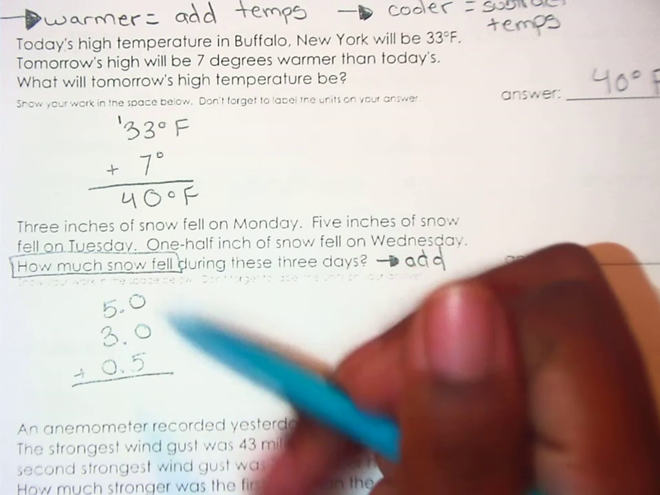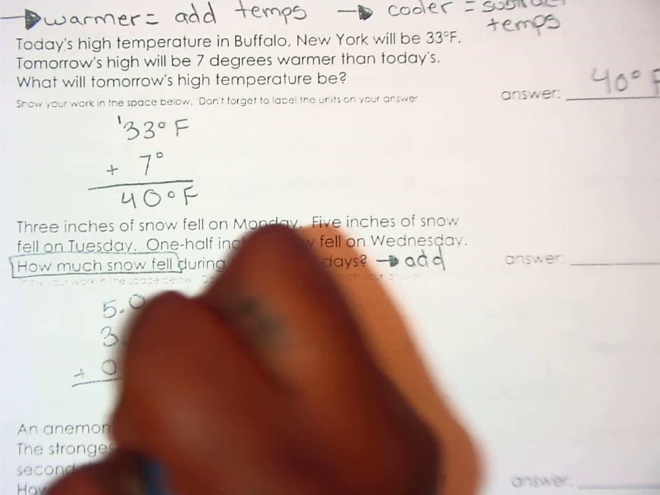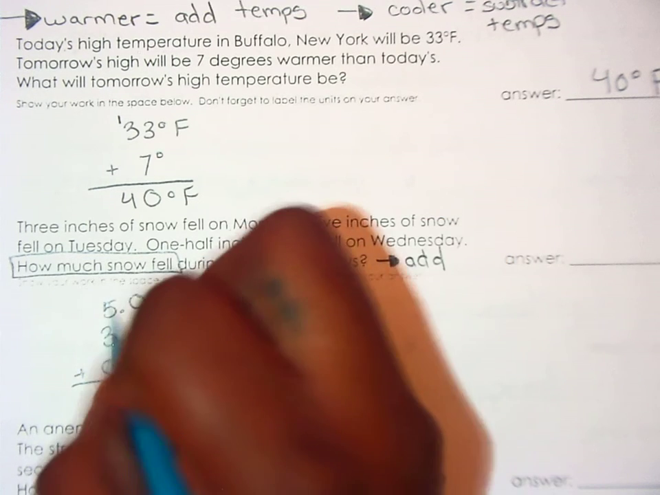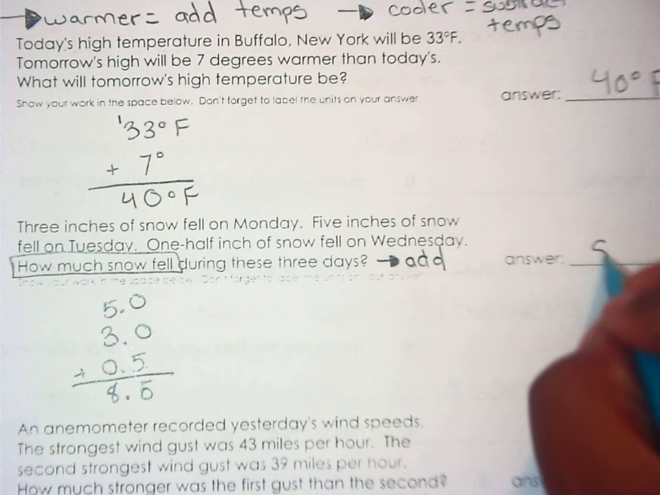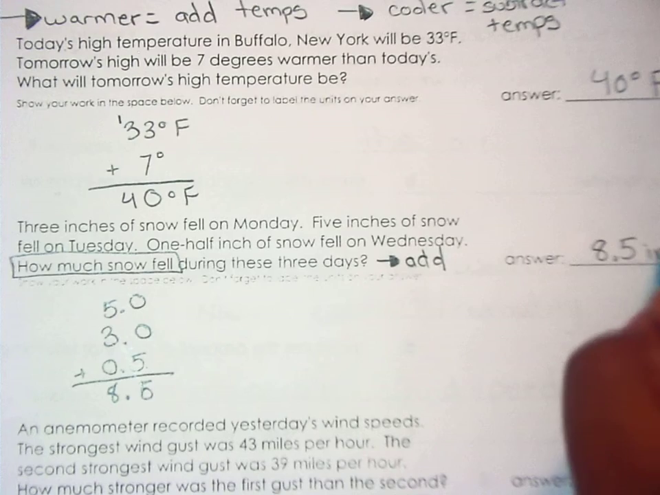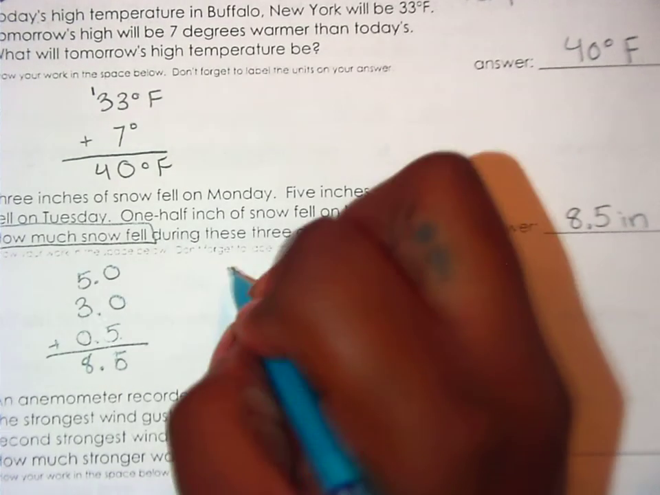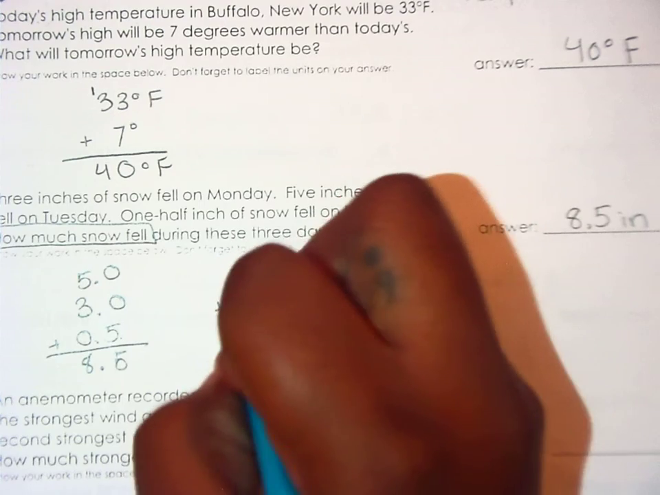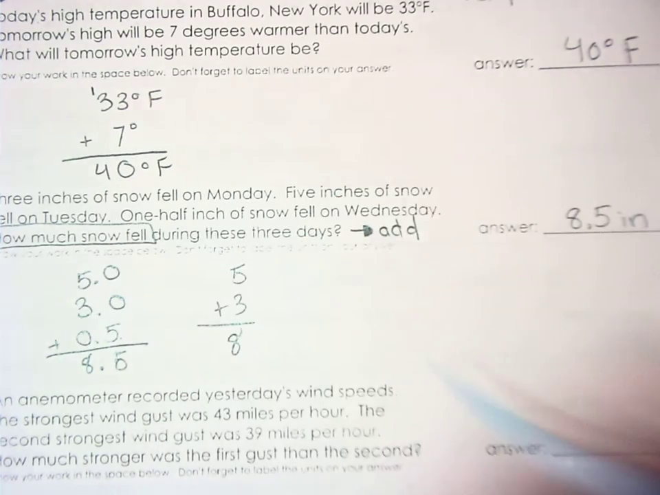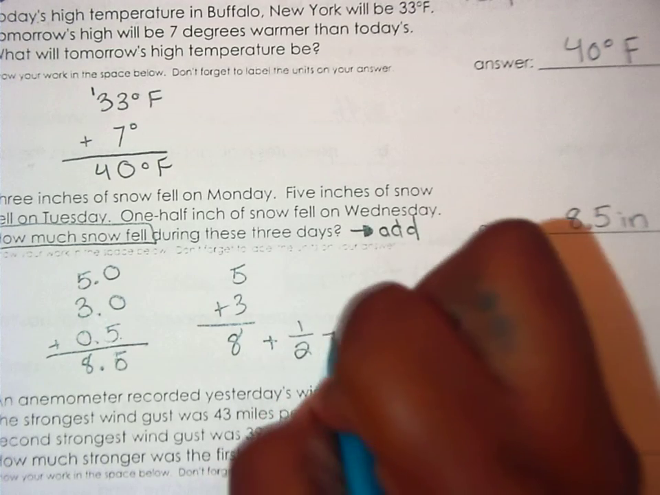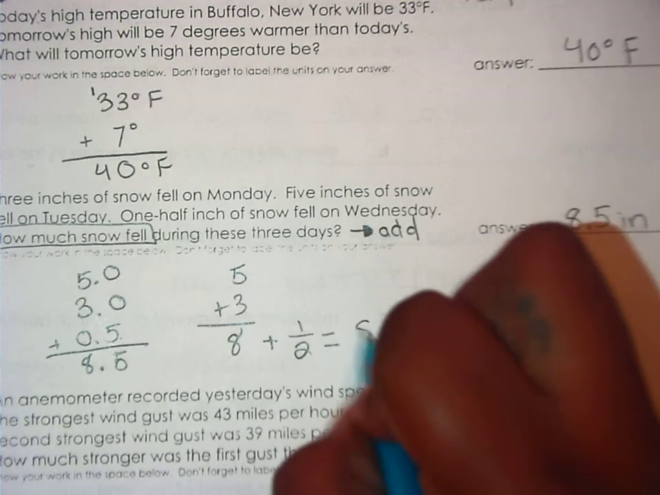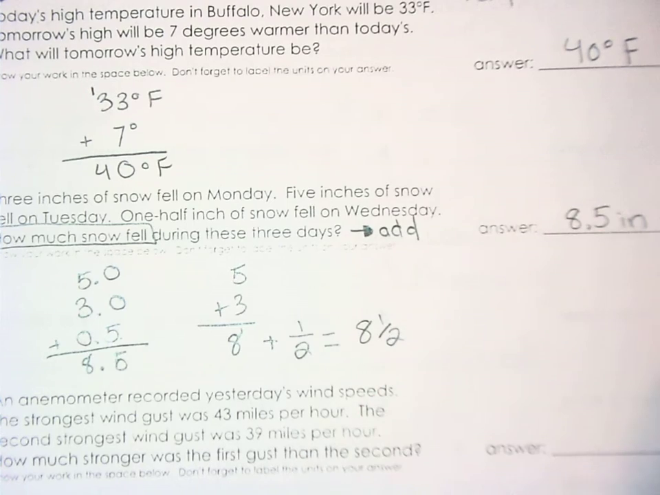All right, let's add them up. 0, 0, 5, 5, 3, 0, 8. So 8.5 inches of snow. Now, if you want to do it in terms of fraction sense, I can add my 5 and my 3 first, add my whole numbers together, and then I will add my fraction to it, which will give me the same answer, which is 8.5.